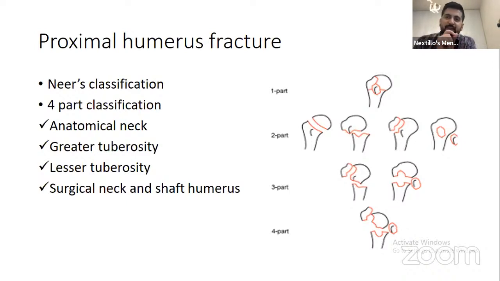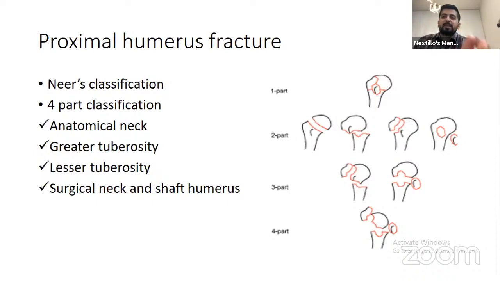Now, can anybody tell me, if there is a very small fragment associated with this injury, when will we classify that fragment as a separate part, and when will we consider it not as a separate part but as part of the parent bone? What happens is, if the fracture fragment is less than 1 centimeter in length, and if that fractured fragment is less than 45 degrees displaced from the original fragment, then it is considered to be a part of the original fragment and not a separate part. However, if the fragment is more than 1 centimeter in length and more than 45 degrees displaced, then it is considered as a separate fragment. So that is important to understand in Neer's classification system.